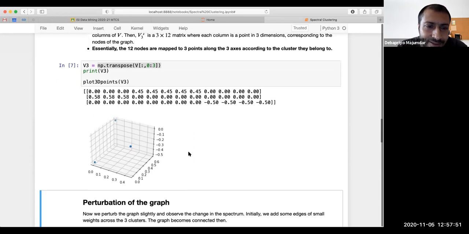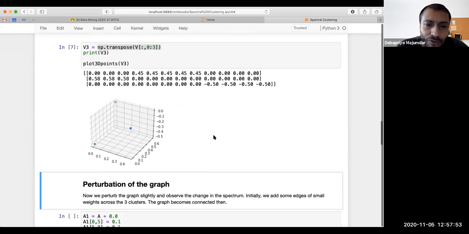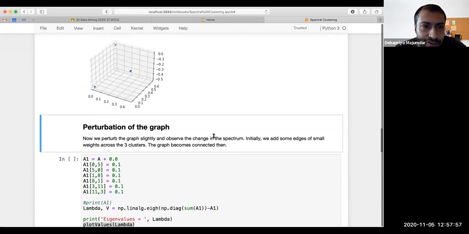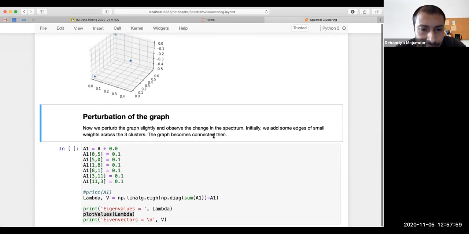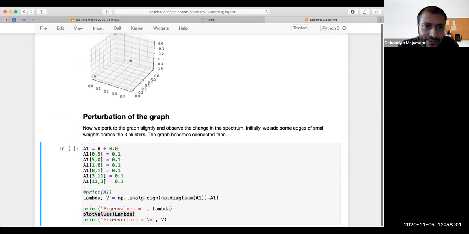So it's really just reconfirming what we were obviously expecting. Now let's do a little bit of perturbation. Let's be a bit careful and perturb it only slightly.